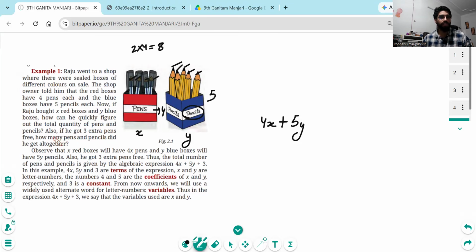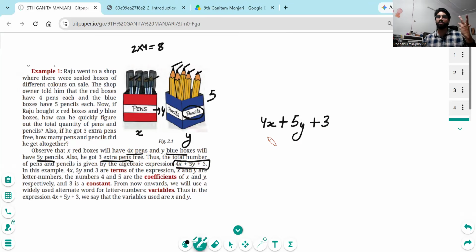Now, total quantity we have figured. Also, if you got 3 extra pens free, okay, so 3 extra pens are free. How many pens and pencils did he get together? So 3 are extra, so just add 3. Okay, so now let's see what the answer is telling us. The answer is also given in the book. Observe that x red boxes will have 4x pens. Yes, I already told you. y blue boxes have 5y pencils. Very good. And 3 extra pens free. So the total is this.